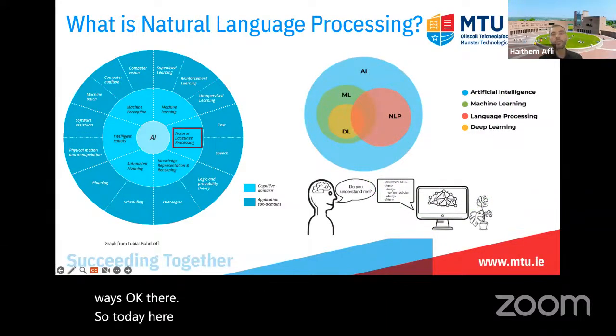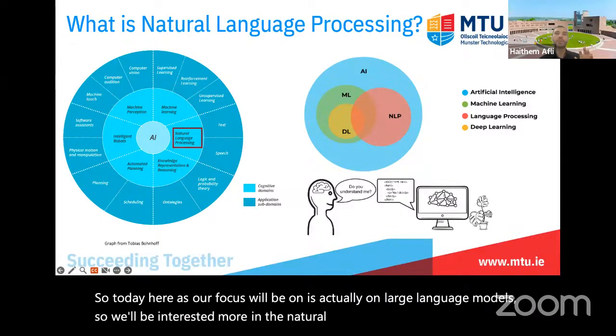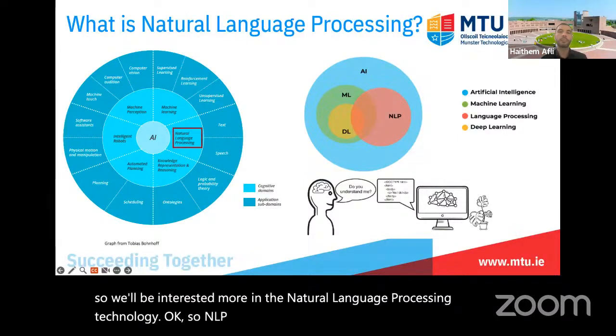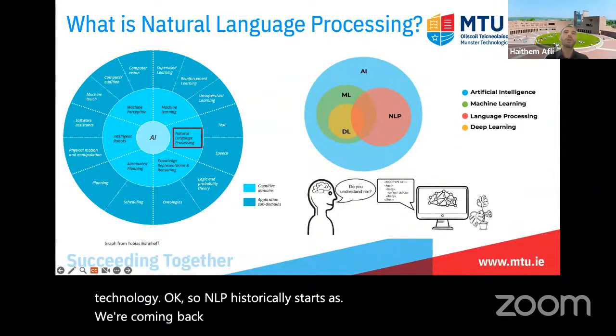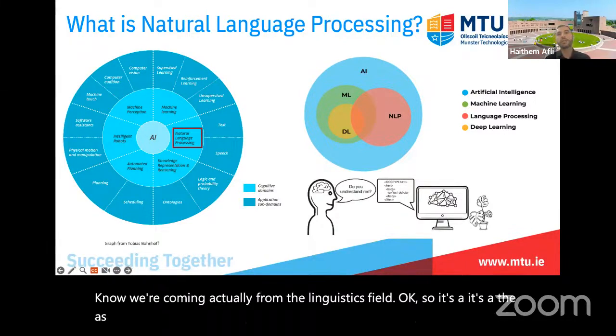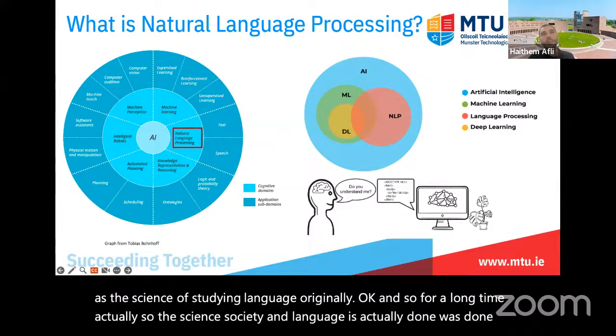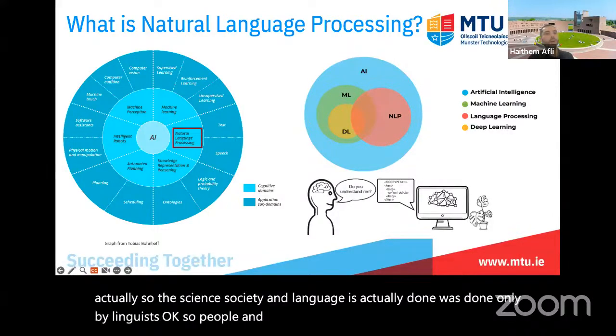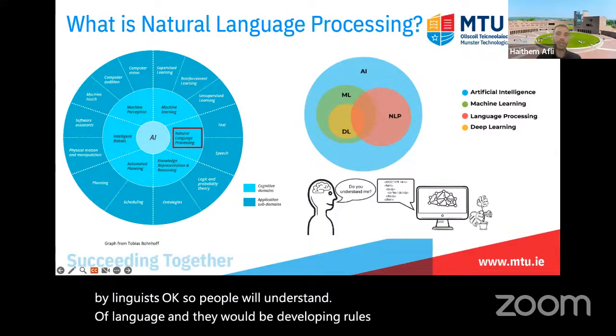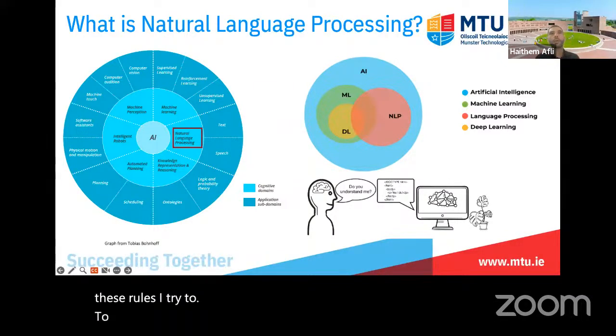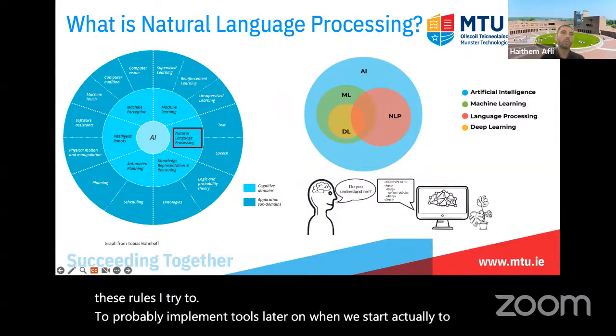So today our focus will be on large language models, so we'll be more interested in natural language processing technology. Okay, NLP historically started as coming from the linguistics field, the science of studying language originally. For a long time, the science of studying language was done only by linguists, people who understood language and developed rules, and from these rules tried to implement tools later on, when we started the automation process.